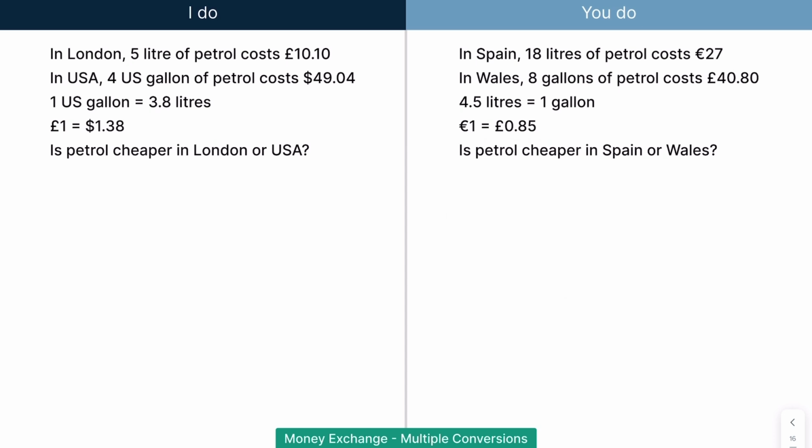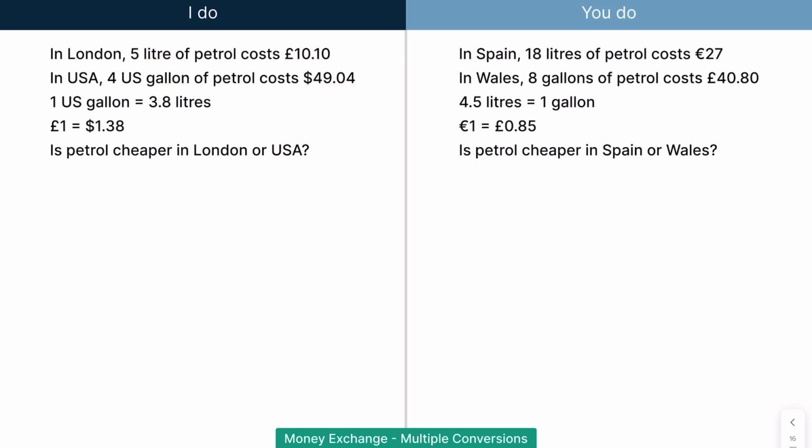Now, moving on. So with this one, we've been told in London, 5 litres of petrol costs £10.10. In US, 4 US gallons of petrol costs $49. And then we've been given some unit conversions, which is fine. Again, the first thing we want to decide is whether you want to work in pounds and dollars, or litres or gallons. You pick which one.